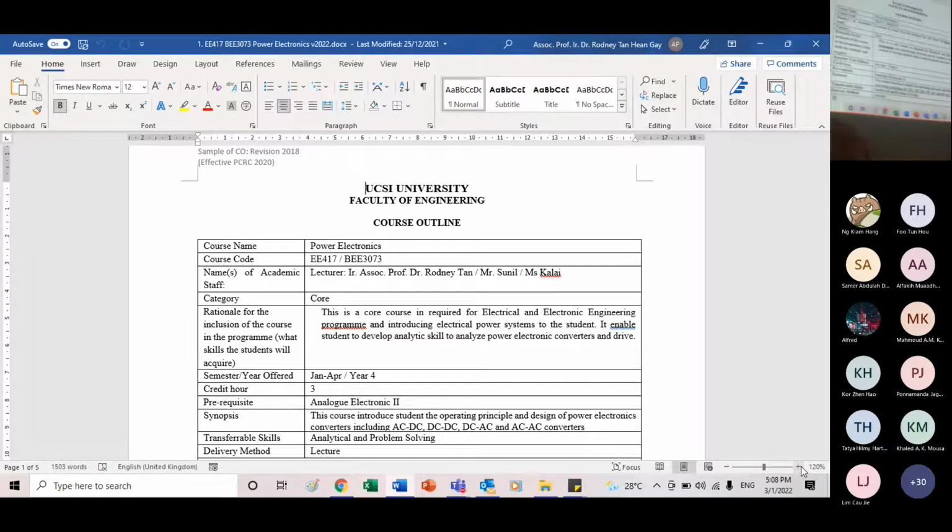Now, why are we doing that? Because in the past, we found that year 4 is a bit late already for the student to really study power electronics because they have final year projects and a lot of things. So we decided to move it to year 3, to get you all better prepared for your final year.